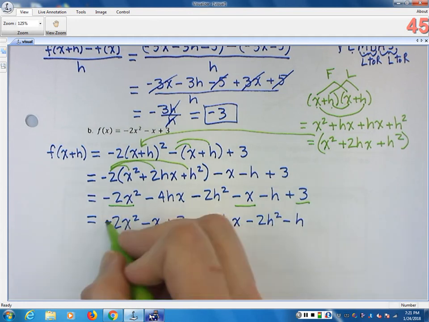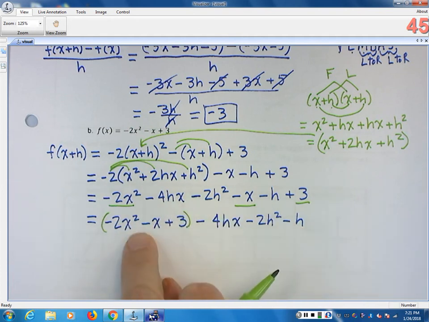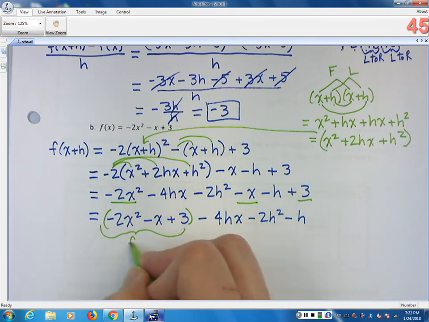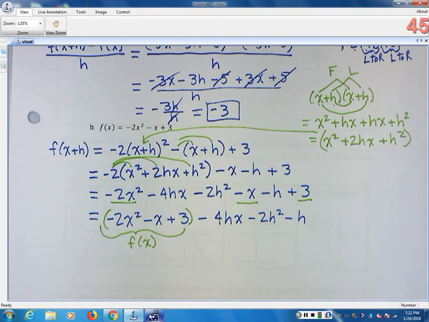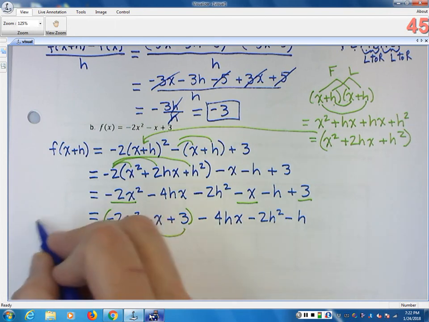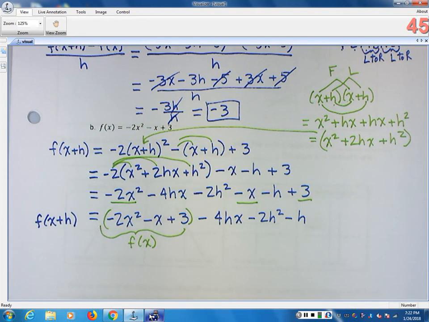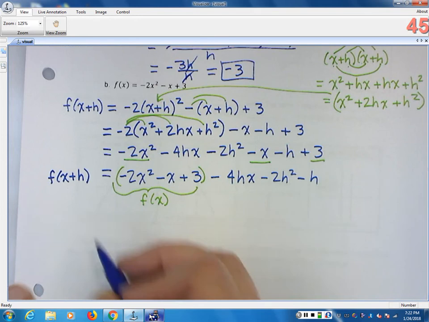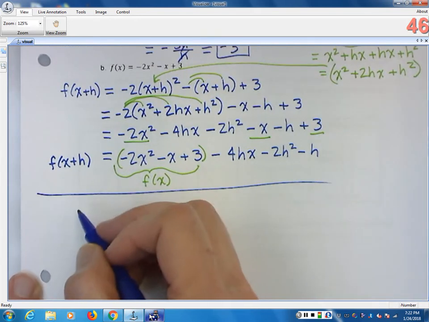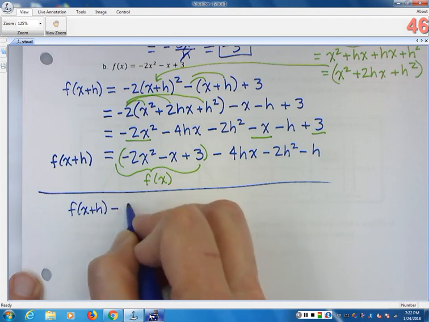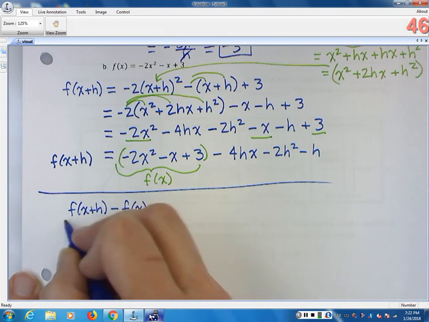And so this is a little trick. What is this equal to? This is our original function of x. This is f of x. So we have our f of x plus h equals all that. Okay? Now we're going to write our difference quotient. Our difference quotient is f of x plus h minus f of x, all divided by h.